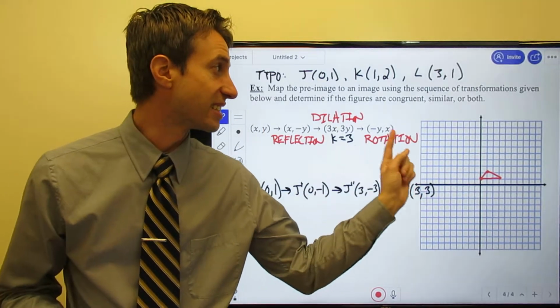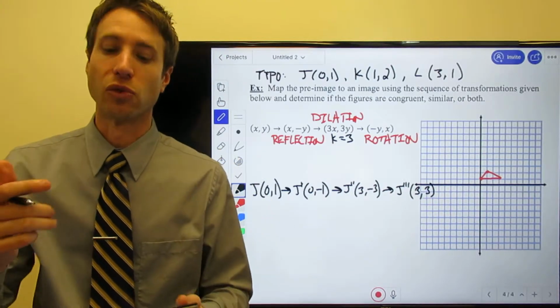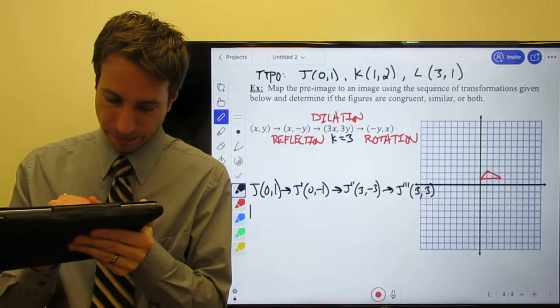That's applying this entire sequence of transformations. Let's do it for the rest of them.